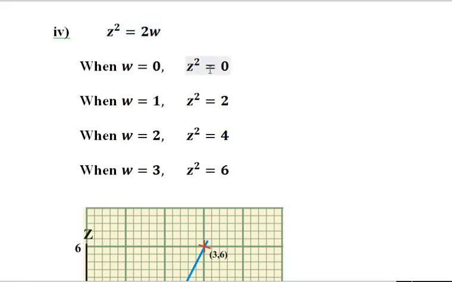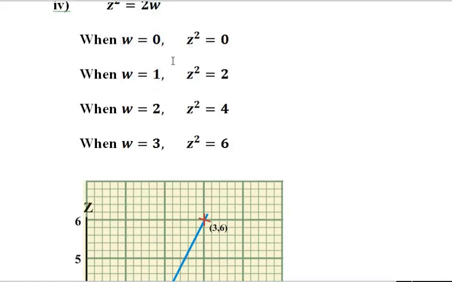So z square is also 0 if w is 0. And if we take w equals 1, then 2 multiplied by 1, z square equals 2. And if we take w equals 2, then z square equals 2 multiplied by 2, 4. And when we take w equals 3, then z square becomes 2 multiplied by 3, 6.